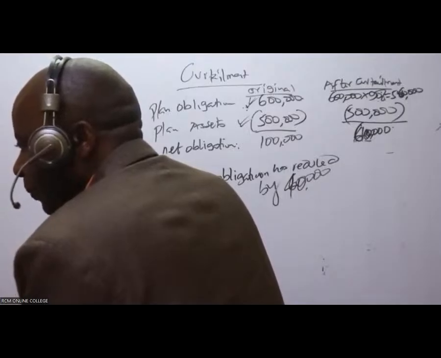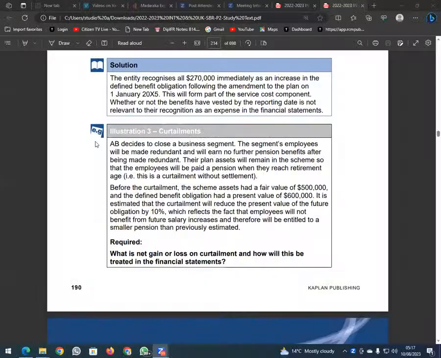Great questions. So they're telling us, ladies and gentlemen, before the curtailment, the scheme assets had a fair value of 500,000 and the defined benefit obligation had a present value of 600,000. It is estimated that the curtailment will reduce the present value of the future obligation by 10%, which reflects the fact that employees will not benefit from future salary increases.